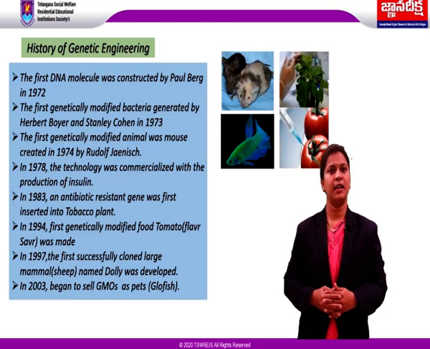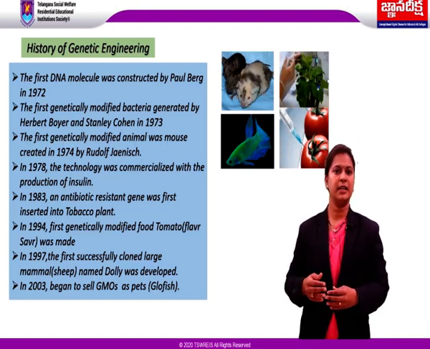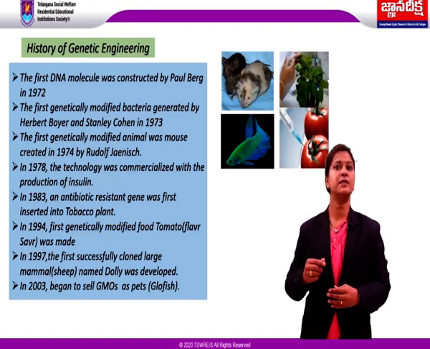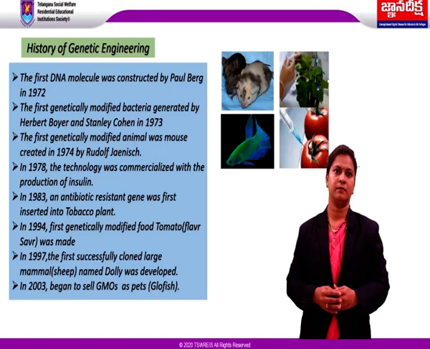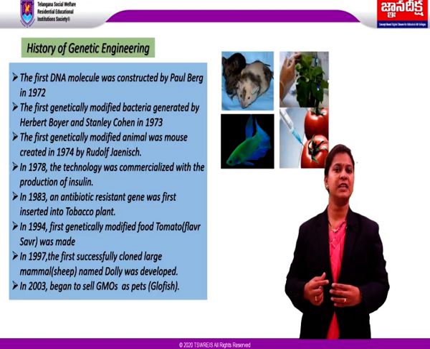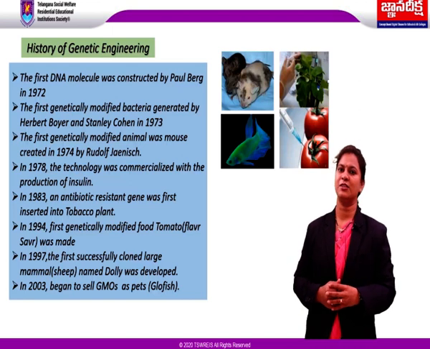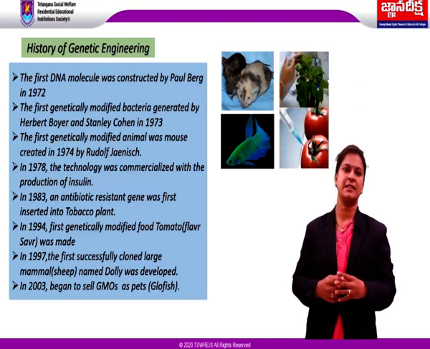In 1978, the technology was commercialized with the production of insulin. In 1983, an antibiotic resistant gene was first inserted into a tobacco plant. In 1994, the first genetically modified food, a tomato named Flavr Savr, was made to increase the shelf life. In 1997, the first successfully cloned large mammal was a sheep named Dolly.